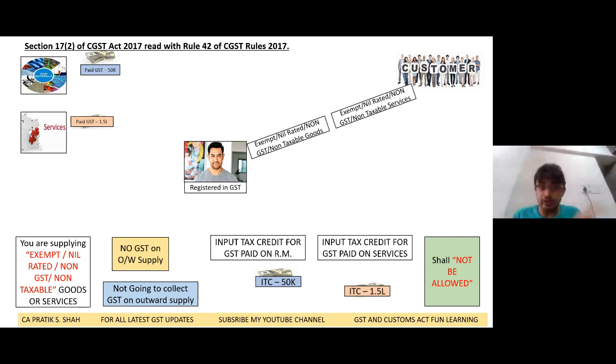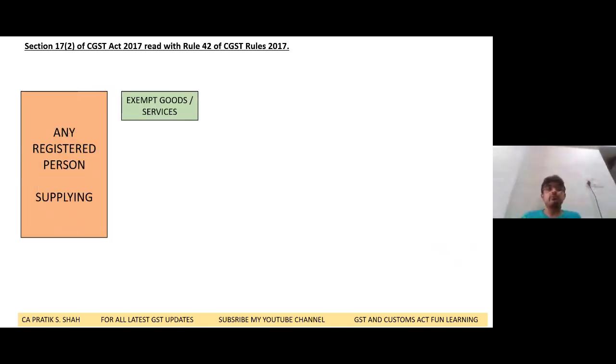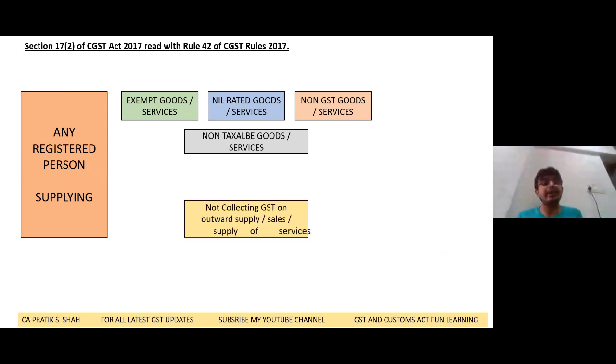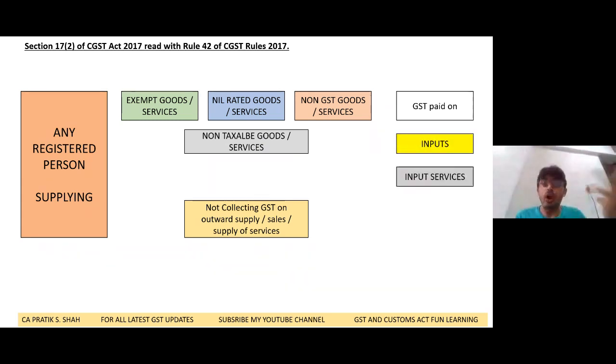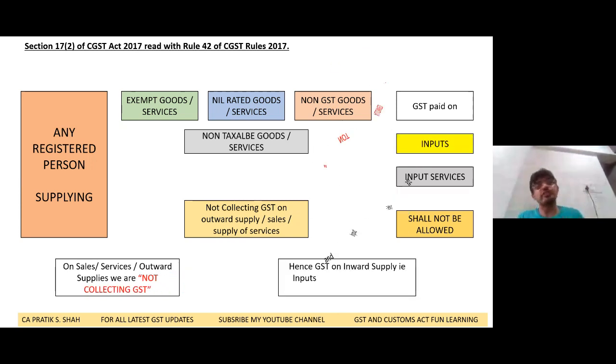Clear? Okay, now on this basis, we shall move forward. Any registered person who is supplying exempt goods or services, nil rated goods or services, non-GST goods or services, non-taxable, in short, is not collecting GST on sale. Then whatever GST is paid on purchases or services shall not be allowed as ITC. Same thing I've repeated. On sale, we are not collecting GST. That is not allowing ITC.